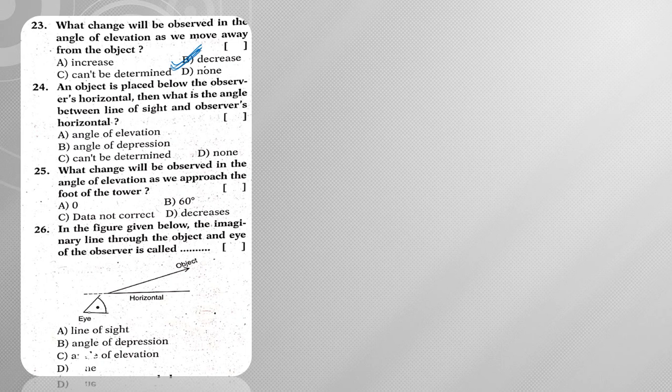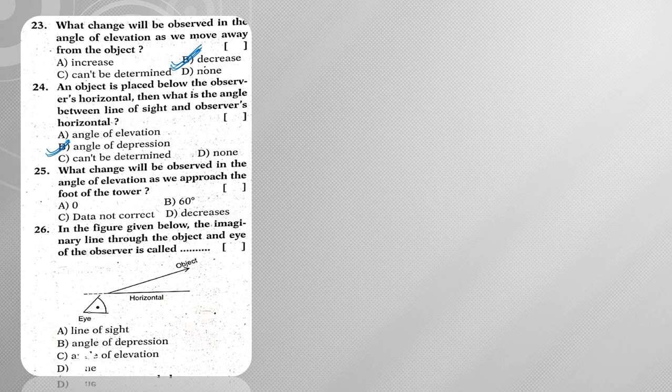So that is the reason why people prefer to sit in balconies in cinema theaters, because they can view the screen clearly without raising their heads. If they sit in the front row, the angle of elevation should be increased. So that is the reason why everyone prefers back seats in theaters, right? An object is placed below. So when an object is placed below, then it is nothing but the angle of depression. Next, what change will be observed in the angle of elevation as we approach the foot of the tower?